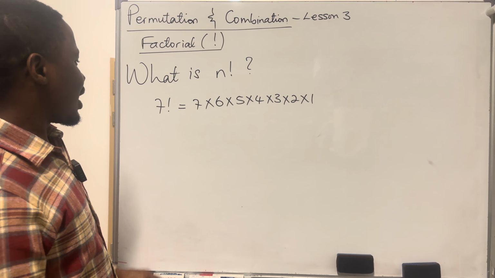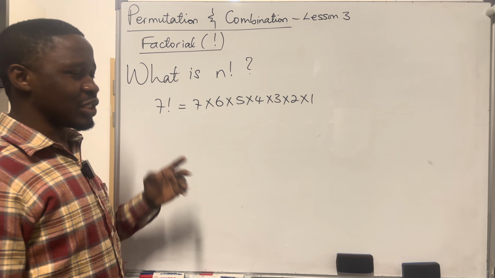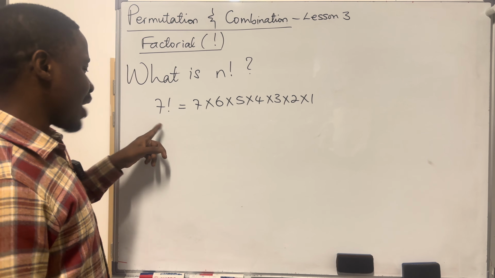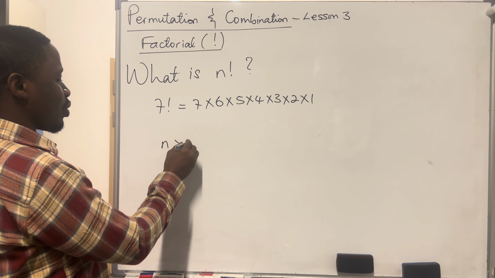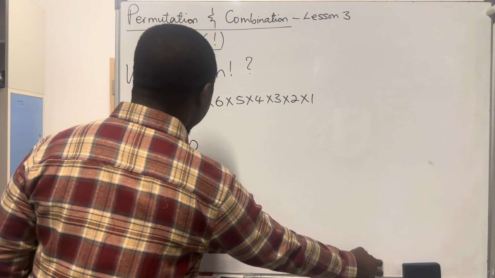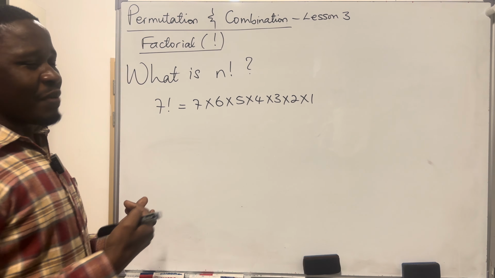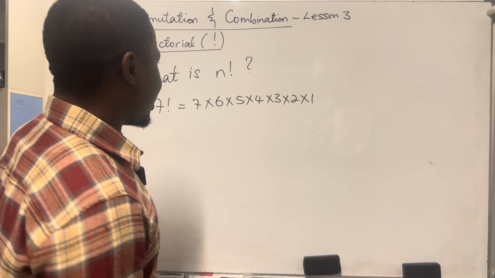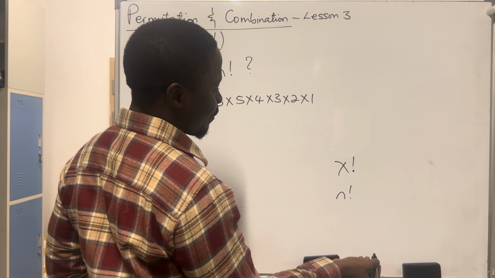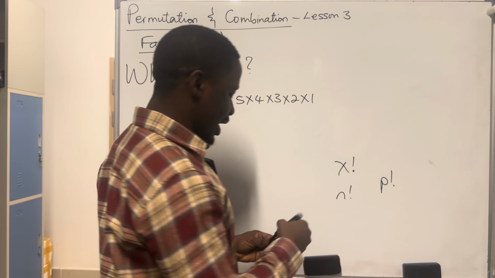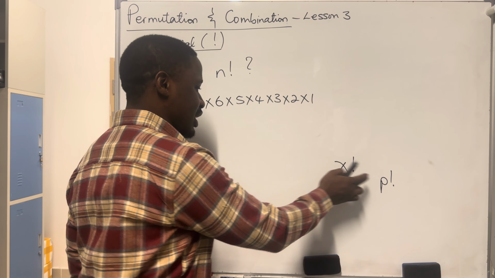Do not forget that the factorial number is always positive. It can be 0 or more. So it means the factorial number has to be greater than or equal to 0. Now, it depends on the author or the teacher. It could be x factorial. X factorial is the same as n factorial, is the same as p. So if you can give the expression for n factorial, then it is the same for this one.